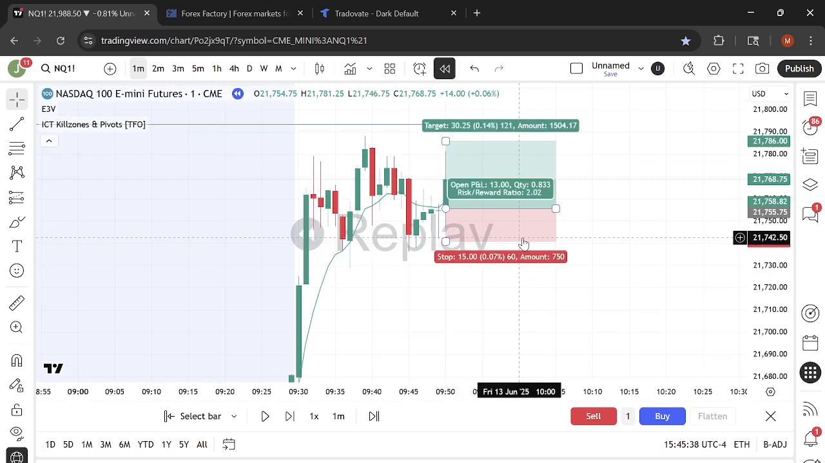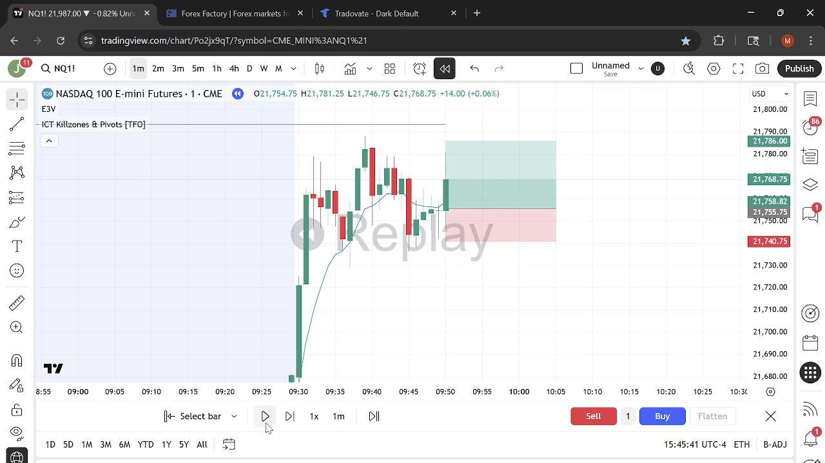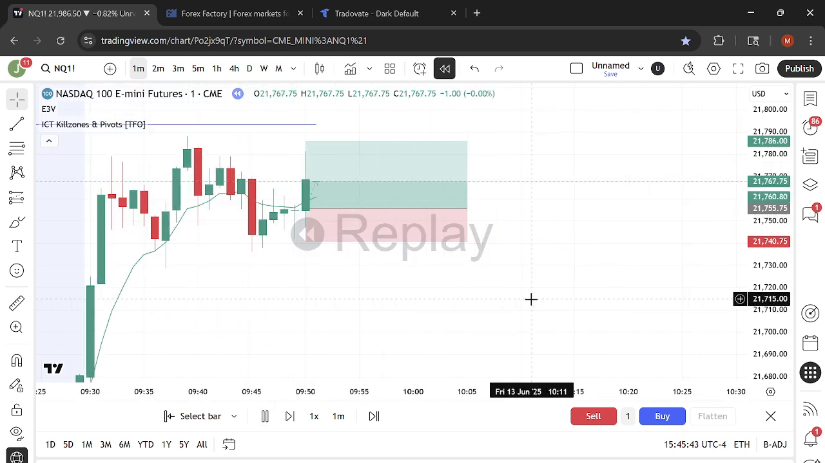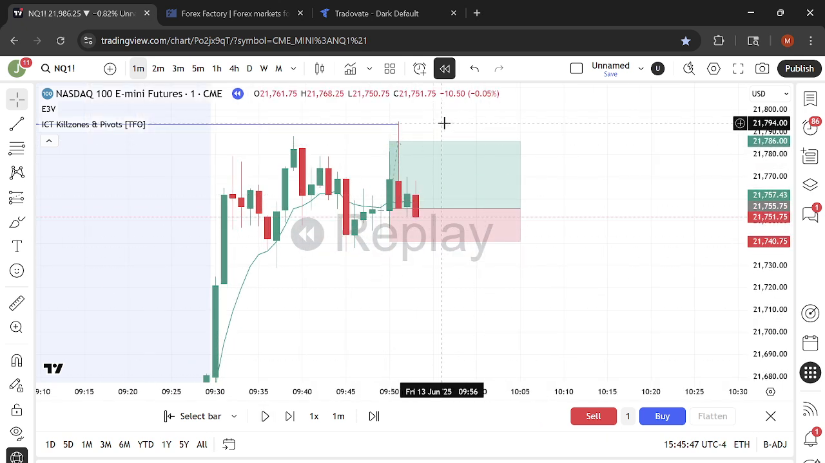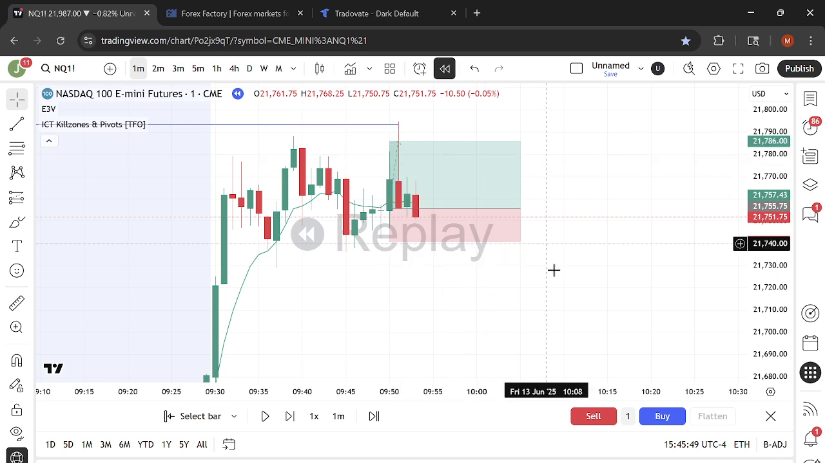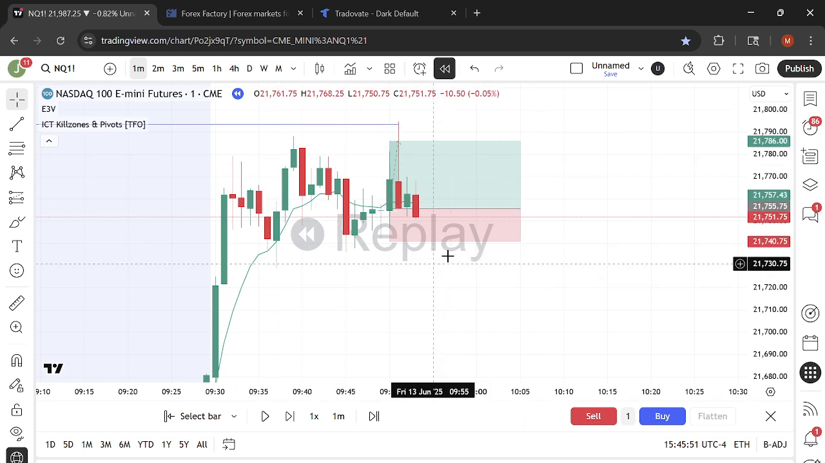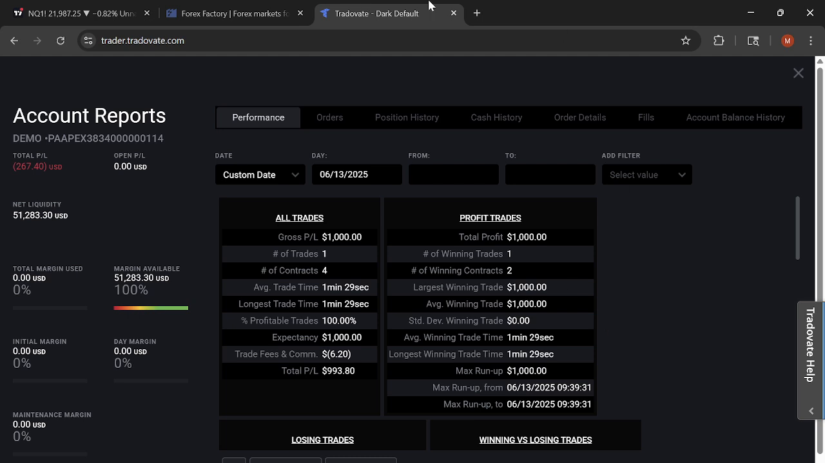I was looking to risk 15 points and make about 30. And there you go. That was my trade right there. We traded to the high of the Asia session, and I hit my target. If we go look at my performance for the day, this was 613. I took one trade and it was profitable.